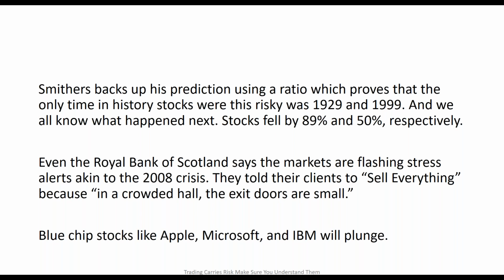Now, an analyst named Smithers, who's quite well known, backs up his prediction using a ratio which proves that the only time in history stocks were this risky was in 1929 and 1999. And we all know what happened next. Stocks fell by 89% and 50% respectively.